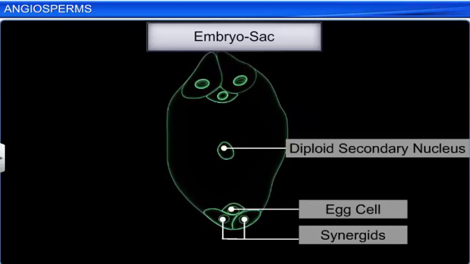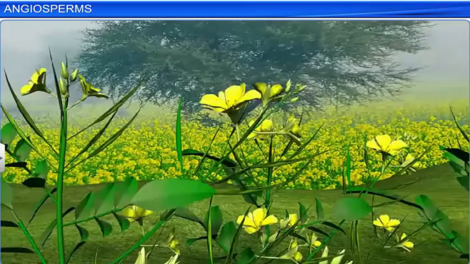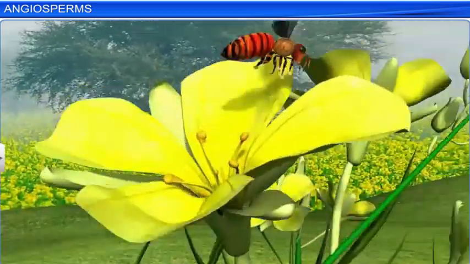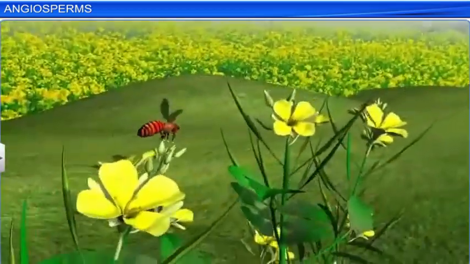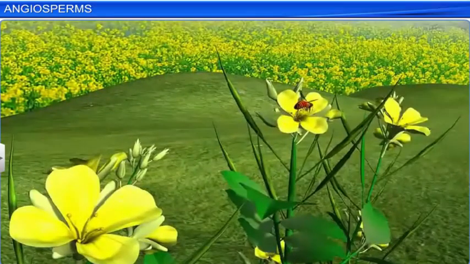The polar nuclei eventually fuse to produce a diploid secondary nucleus. The embryo sac now becomes ready for fertilization, which in the case of angiosperms takes place by a process called pollination. During pollination, the anther disperses the pollen grains, which are then carried by agents such as the wind and insects, and are deposited over the stigma of a pistil.